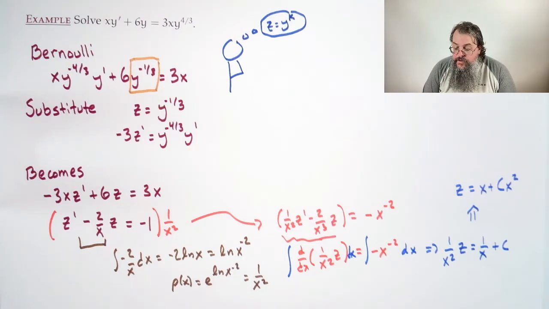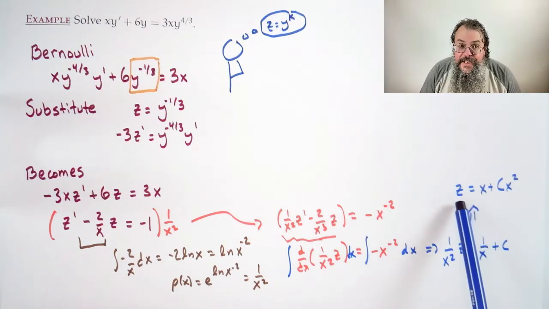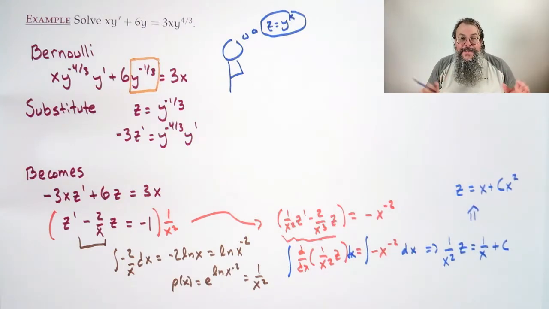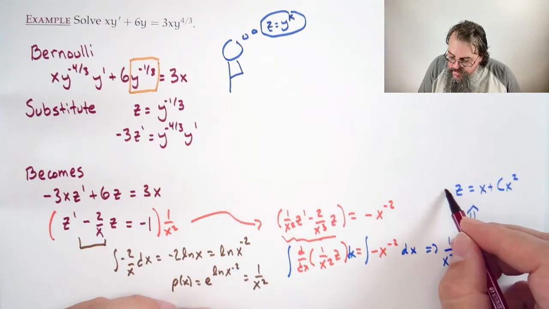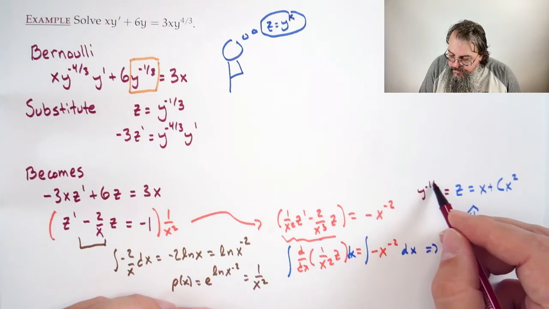So now what do we do? What do we do here? Well, our next step is to replace the z, because we're not done till everything's in terms of your original variable. So we see what z should be. It's over here. Z equals y to the minus 1/3. So we say, okay, this equals y to the minus 1/3.